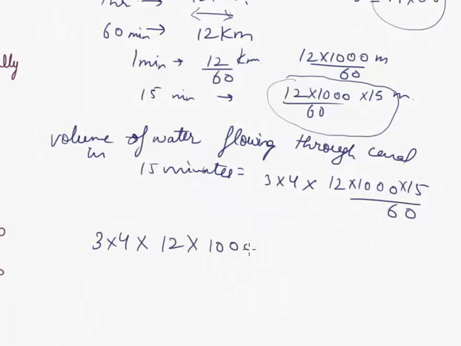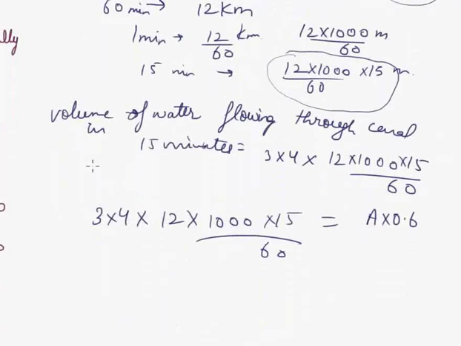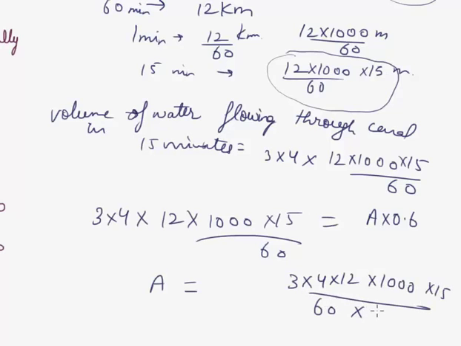Thus we can say that if we connect the canal for 15 minutes to this field, then this much of water will enter the field also. That is, this much of volume will be occupied by this much of water. So area will now be calculated by simple mathematics, and it will be 3 into 4 into 12 into 1000 into 15 over 60 into 0.6, that is 6 over 10.